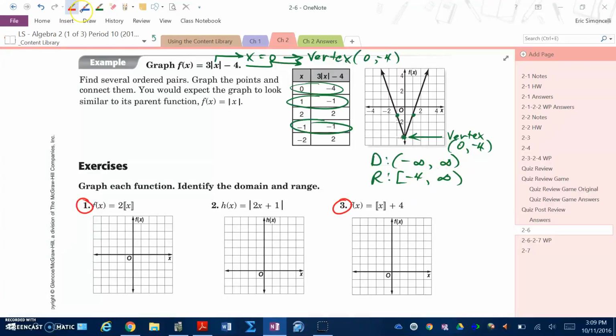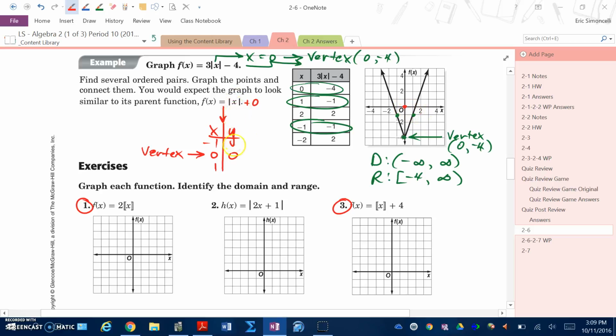One of the things we're also going to want to do, as they describe in their answer, is find several ordered pairs, graph the points, and connect them. You would expect the graph to look similar to its parent function. Take a look quickly here at the parent function graph. I'm going to quickly make an xy table using values like negative 1, 0, and 1. This one in particular is definitely going to have a vertex at 0 something. That 0 comes from setting x equal to 0, plus 0. So 0, 0 is your vertex, which would be right here on the graph.